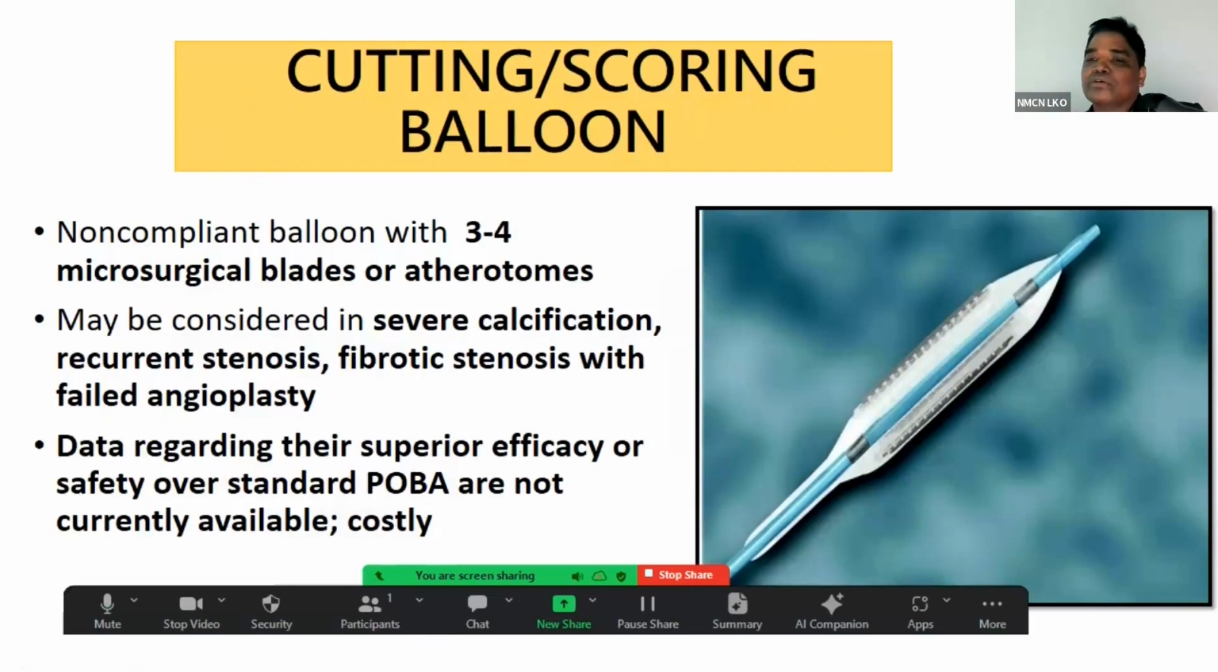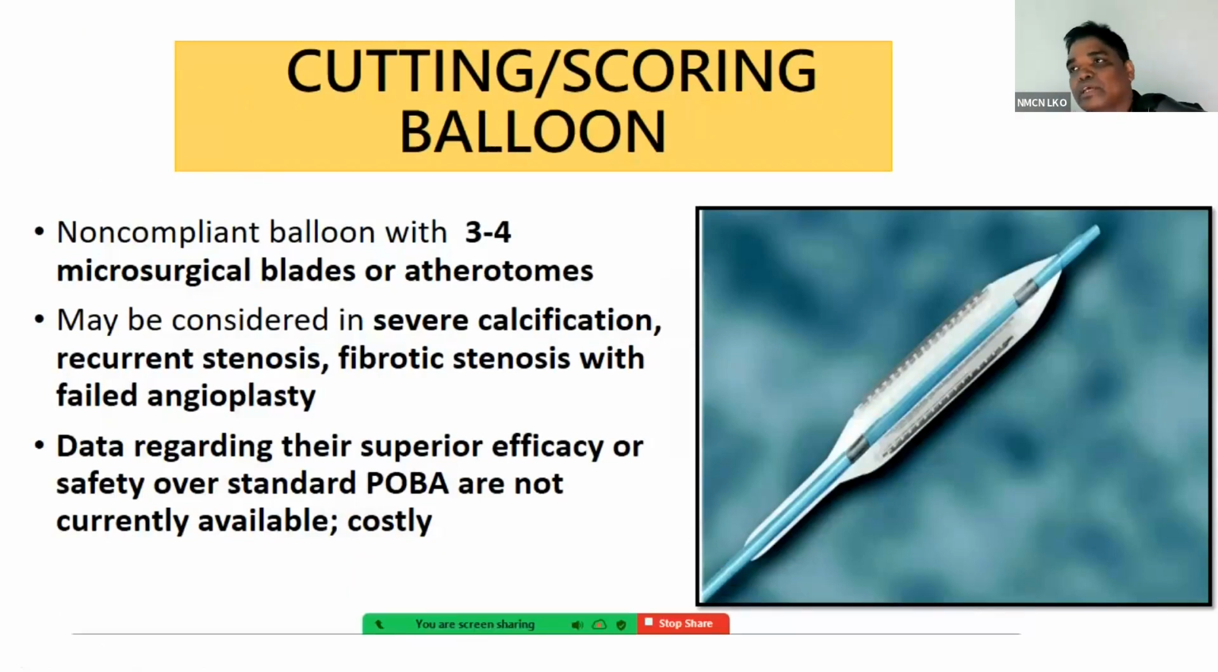So then there are also other balloons that are used in situations where plain old balloon angioplasty does not work. This is a cutting balloon, where you have small atherotomes. They are like small, very thin blades attached to the sides of the balloon. They are particularly used when lesions are severely calcified, recurrent stenosis, or fibrotic lesions. But data supporting superior efficacy over plain old balloon angioplasty is not currently available.